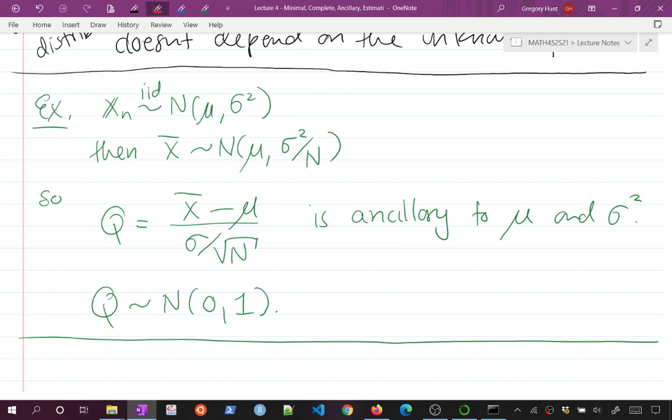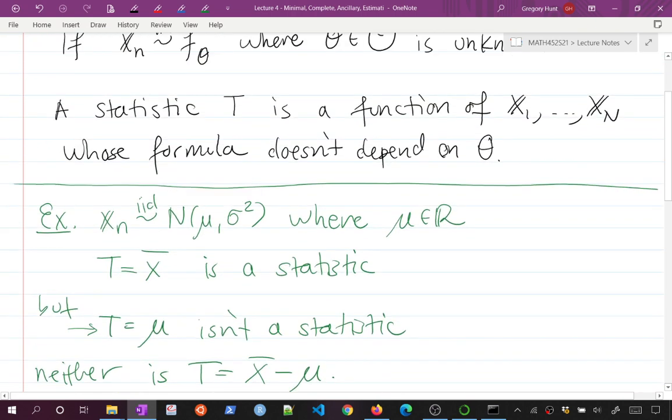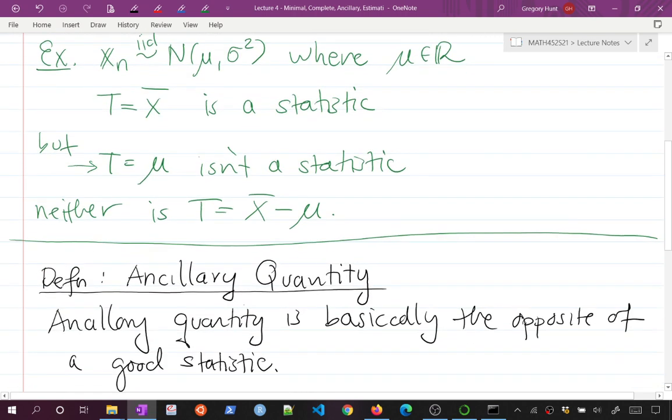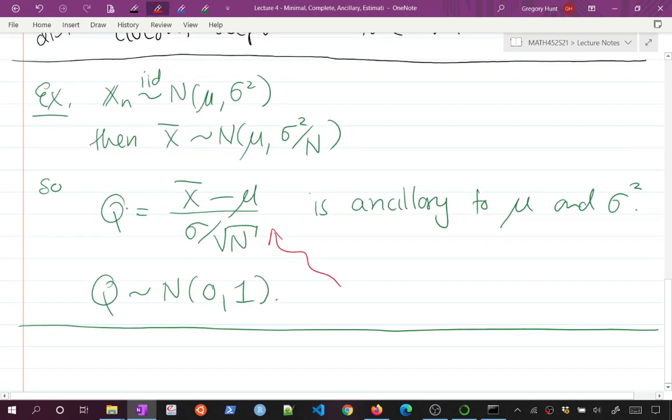Notice, however, we're calling this an ancillary quantity. I didn't say it has to be a statistic. Our updated definition of a statistic would require that the formula doesn't depend on any unknown parameters. I'm only calling this a quantity at this point. And notice my quantity here depends on mu and sigma squared, the unknown parameters. So this is not a statistic.